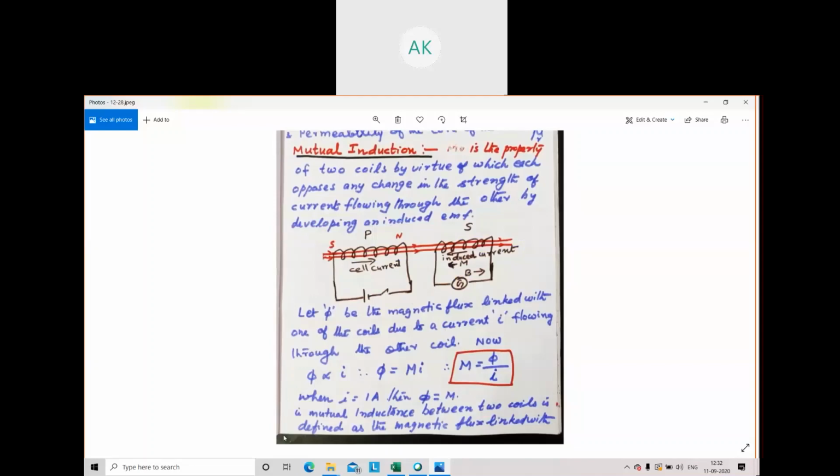Mutual inductance between two coils is defined as the magnetic flux linked with the neighboring coil when 1 ampere current is sent through it. When 1 ampere current is sent through this coil, whatever flux is linked with the neighboring secondary coil, that is the mutual inductance. Okay.